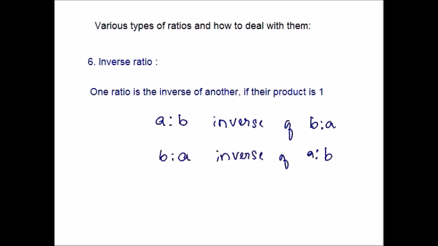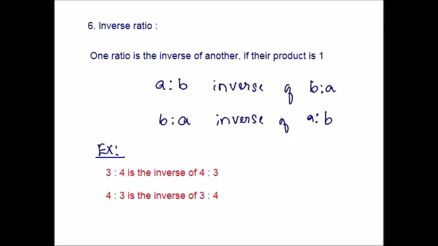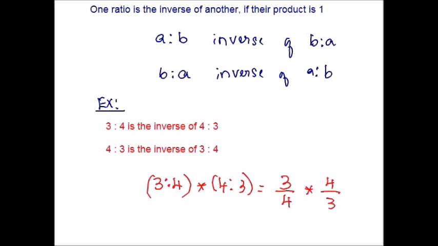We can take few simple examples. 3 is to 4 is the inverse of 4 is to 3. 4 is to 3 is again the inverse of 3 is to 4, vice versa. So therefore you can say that 3 is to 4 and 4 is to 3 are the inverse to each other. Let us try multiplying, because the product must be equal to 1. Am I right? This can be written as fractions. Just cancel out the common factors, so you'll be left over with 1 times 1 in the top row, that is 1, and 1 in the bottom row, which is equal to 1.